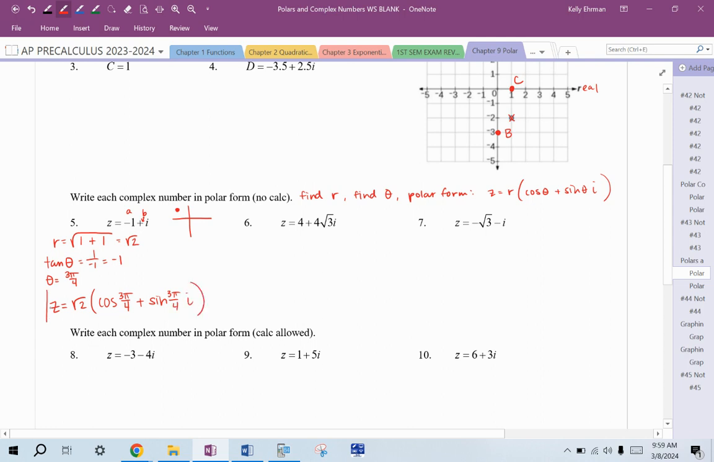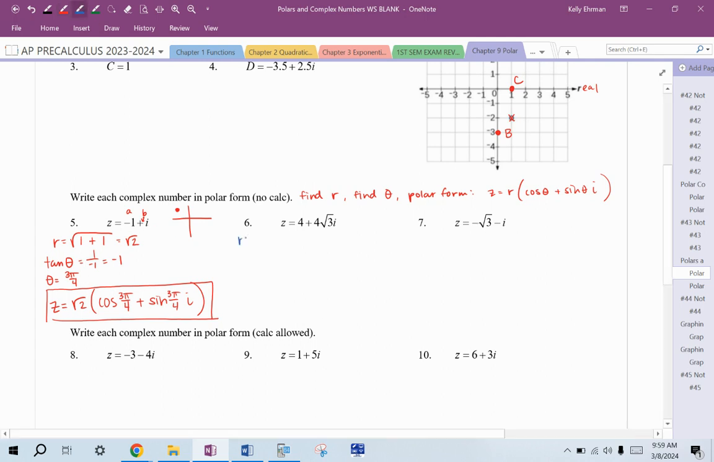It's really tempting, because we've been doing this all semester, when we see a trig function like this, to start simplifying it. But remember, if you start simplifying this and working on it, you're going to get yourself back to rectangular form. So leave it like this. It's kind of like we're unsimplifying the problem.